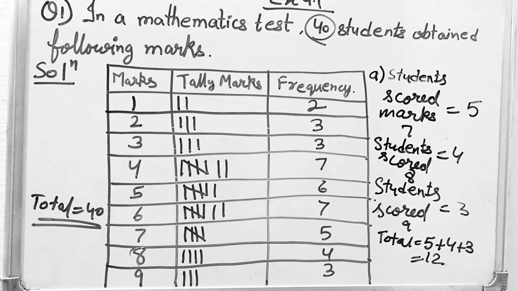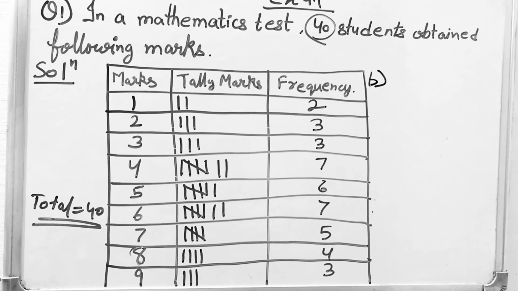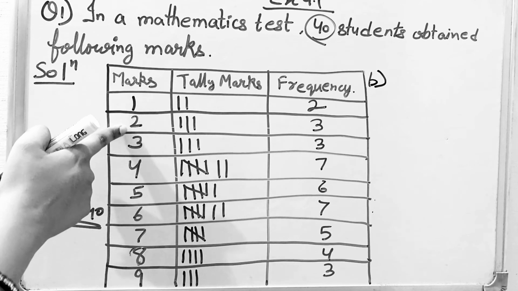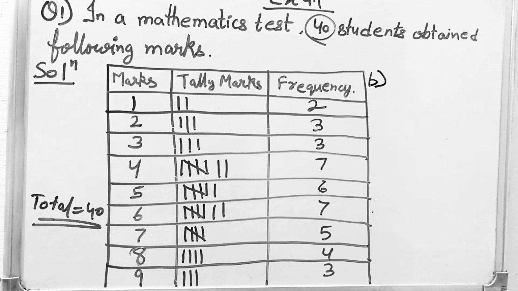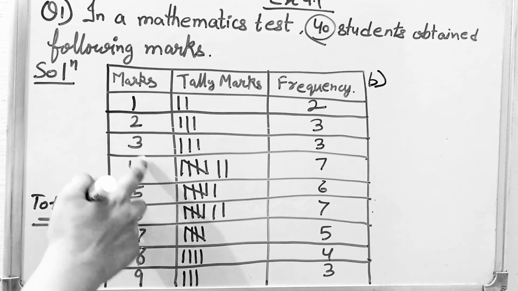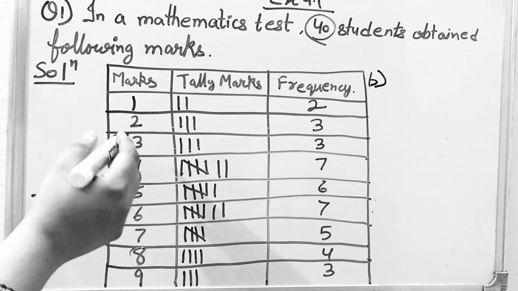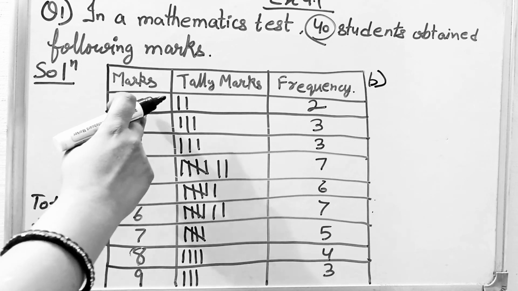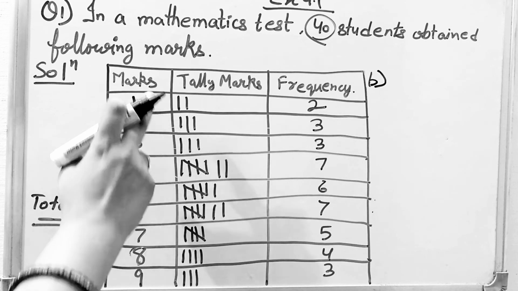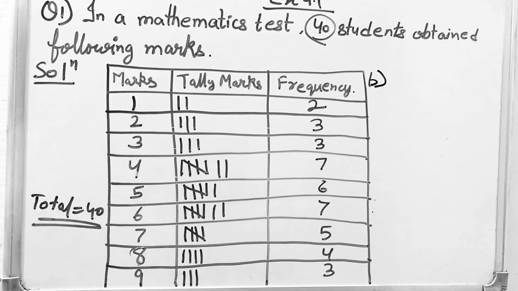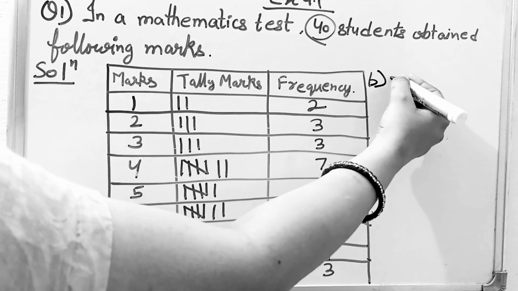Next part is how many students obtained marks below 4. So for below 4 we can see there are marks 1, 2, 3. Now they are not asking us for the marks which are equal to 4, so we will not take those students who obtained marks 4. We will take only 1, 2 and 3. So there are 2 students who scored 1 mark, 3 students who scored 2 marks and 3 students who scored 3 marks.